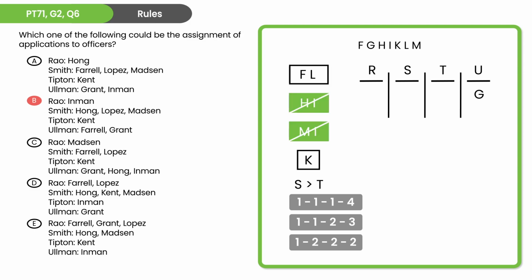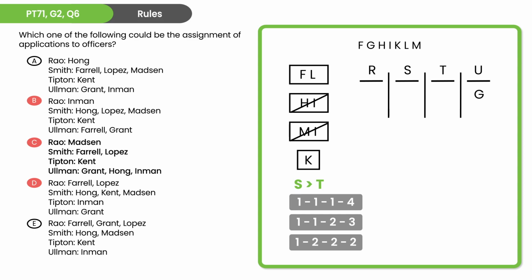The next rule tells us that H and I cannot be together, nor can M and I. If we look at the answer choices, we'll see that C has H and I together, so we can get rid of that. The next rule tells us that K has to be by itself. If we ever see K with someone else, we can get rid of that answer, so we can get rid of D. We know that S needs to review more applications than T. So in A, S is reviewing 3 and T is reviewing 1. In E, S is reviewing 2 and T is reviewing 1, so that's fine.